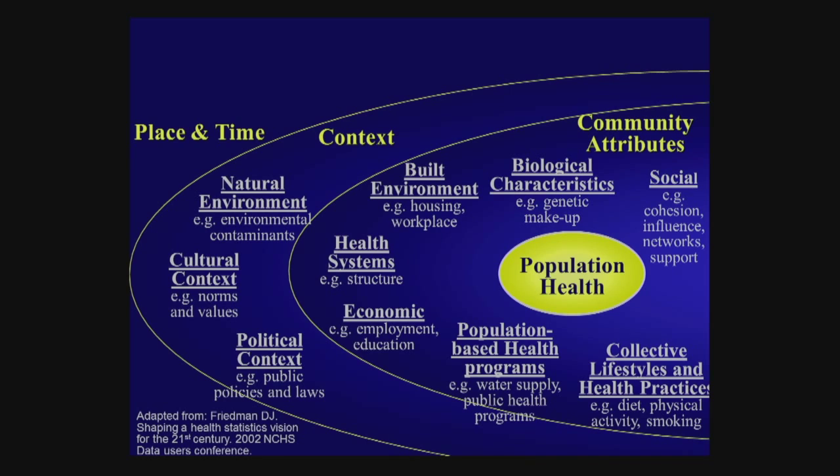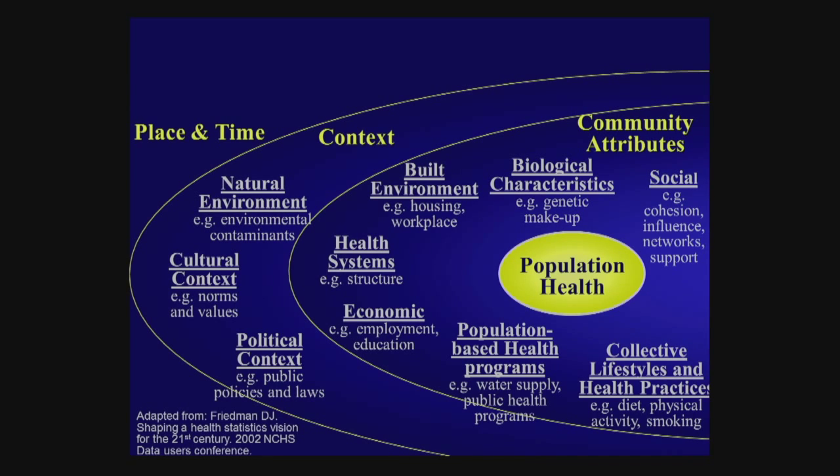First of all, there are community attributes. And when we think about community attributes, you see in one corner the social factors, which we're going to go into a lot in detail in this course. We think about cohesion, we think about social influence, networks, support, things like that. But it's also true that there are community characteristics that may also be existing at the community level or population level that have to do with biological characteristics or the built environment, housing, workplace issues, how health systems are organized.